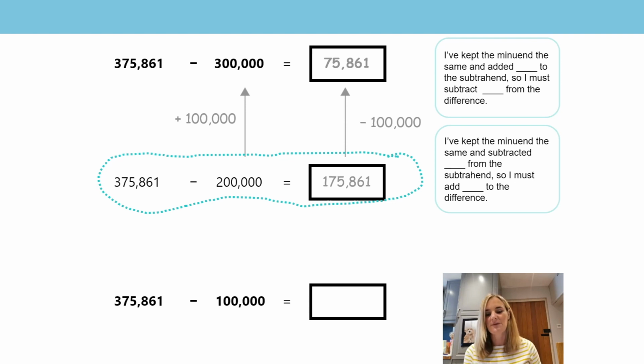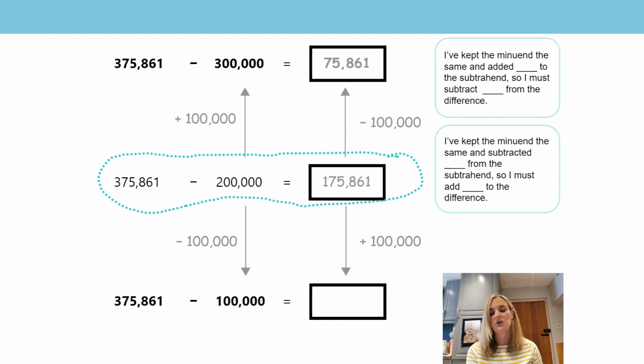So what's the relationship from that middle calculation to the bottom calculation? That's right. So this time our subtrahend has decreased by 100,000. So our difference must increase by 100,000. Brilliant, because our minuend's the same, isn't it? So therefore, what's my new difference going to be?